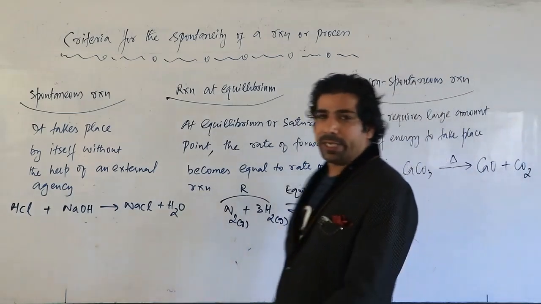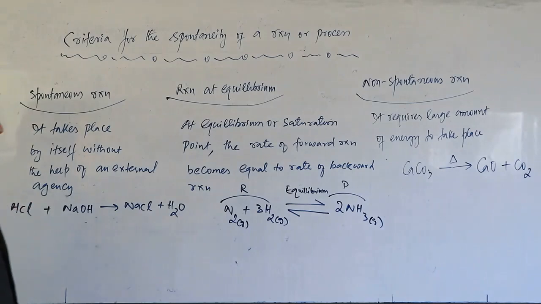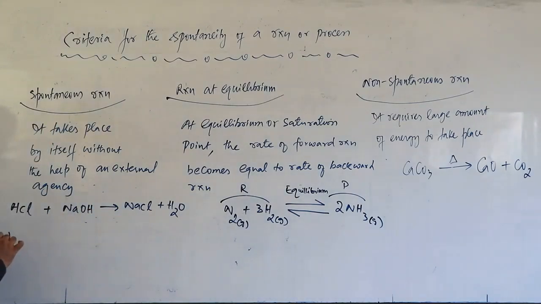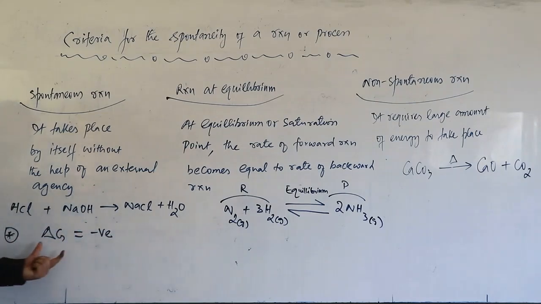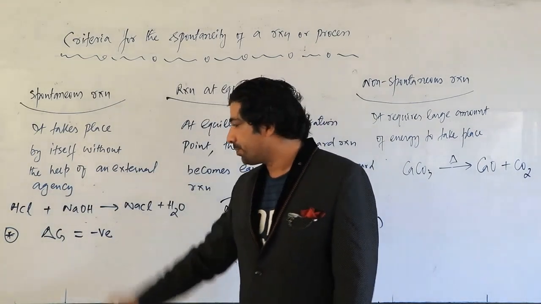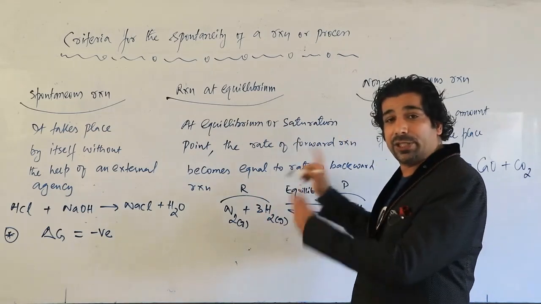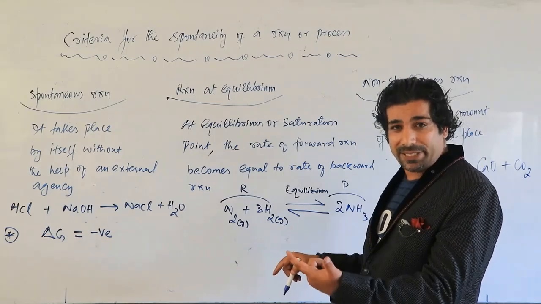So now my point is that the criterion for the spontaneity, remember always, I'll write down here. For spontaneous reaction, my point number 1: delta G will always be minus. So delta G is negative for a spontaneous reaction. Mention that here. Second point here. This is a reaction at equilibrium where reactants are changing into products and products are changing back into reactants at the same speed.